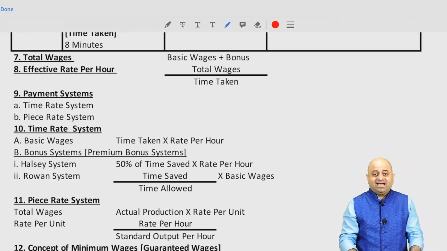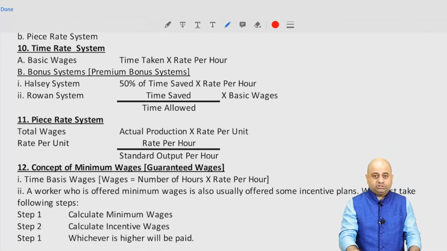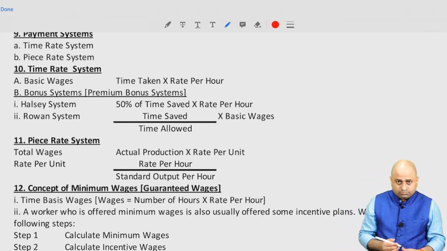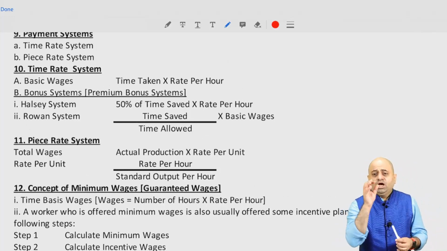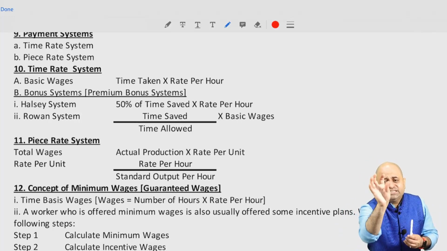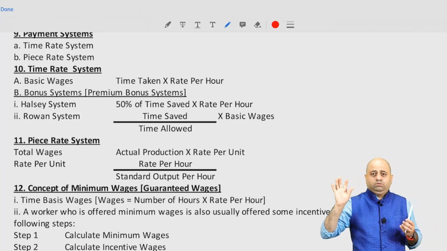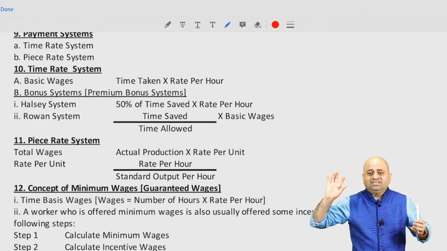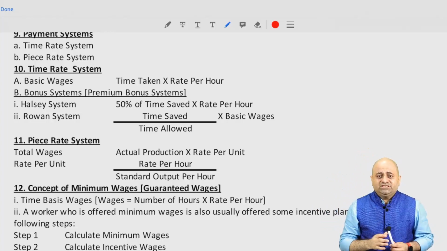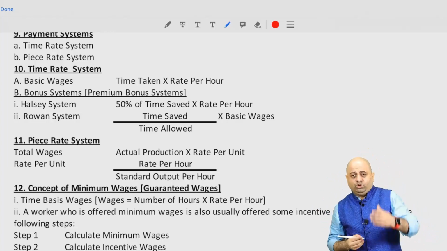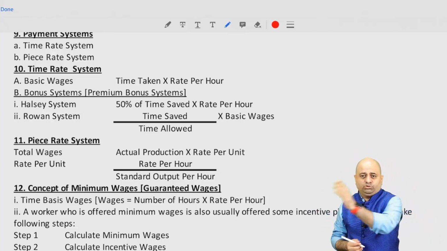Now, last I go to concept of minimum wages. What is minimum wages? A worker will be guaranteed this much wages for specific period. Generally, minimum wages are time basis wages. So, how do we calculate wages? Wages is equal to number of hours into rate per hour.